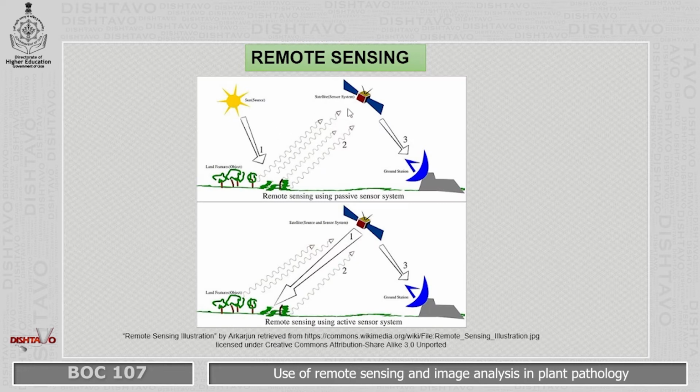Now, if we see this image, remote sensing can be achieved in two ways. One is passive sensor system and the other one is active sensor system. Now, in passive sensor system, the sun becomes the source. So, the radiations released are absorbed by the plant, and those radiations are then reflected back to the satellite, wherein the sensors pick those signals and send them back to the ground station. In active sensor system, the satellite itself sends the signal, it gets absorbed by the plant and that signal is then recorded into the ground station.